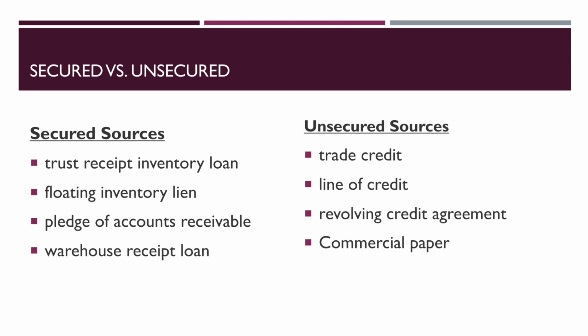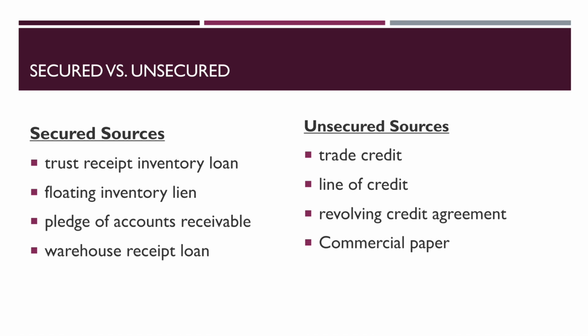For CASA, they can look at secured sources. First, trust receipt inventory loan. This is a secured short-term loan against inventory under which the lender advances 80 to 100% of the cost of the borrower's relatively expensive inventory. Specifically there, we're looking at the word expensive inventory items in exchange for the borrower's promise to repay the loan.